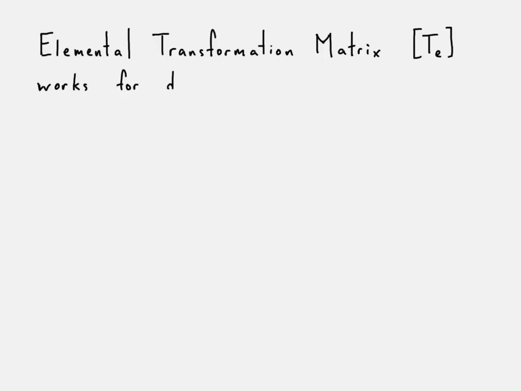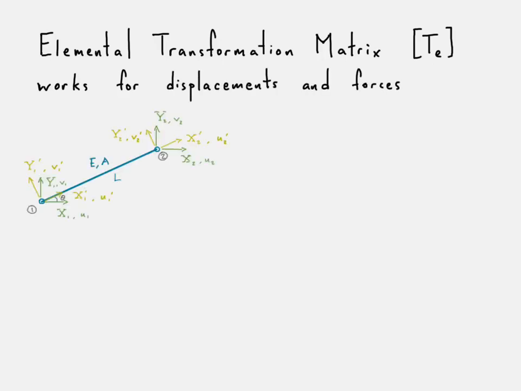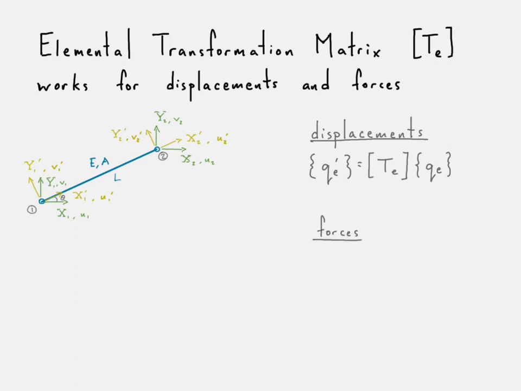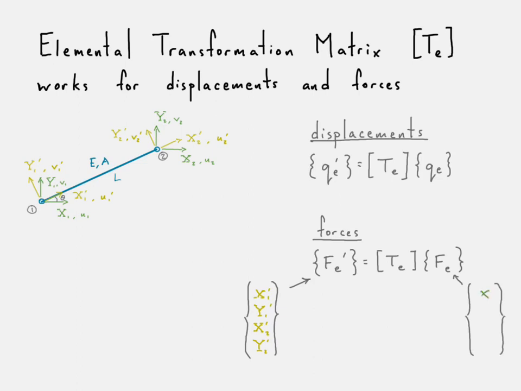All right, so now that brings us to our elemental transformation matrix and how it works for both displacements and forces. We can go ahead and write out that same element with the displacements and forces. And so we've seen how it works with the displacements, and the exact same thing is true for forces, where in this equation the transformation matrix itself is exactly the same. We're just writing out the force vectors in both the elemental coordinates here and the global coordinates there. There's our elemental transformation matrix.